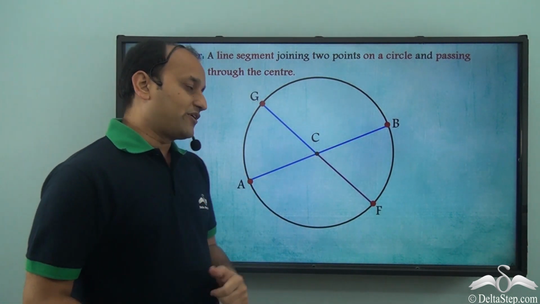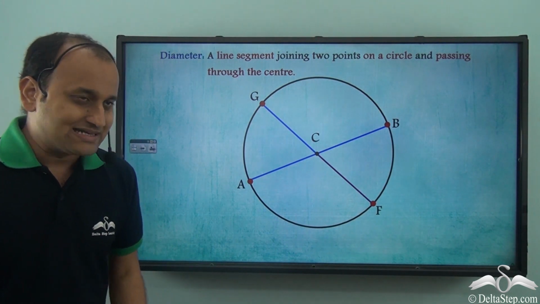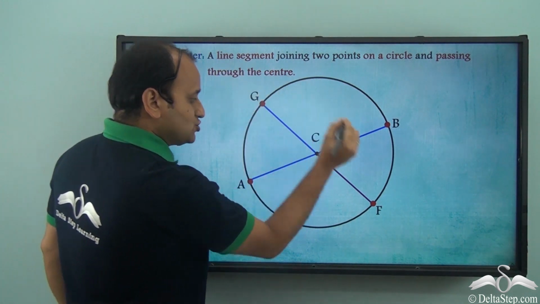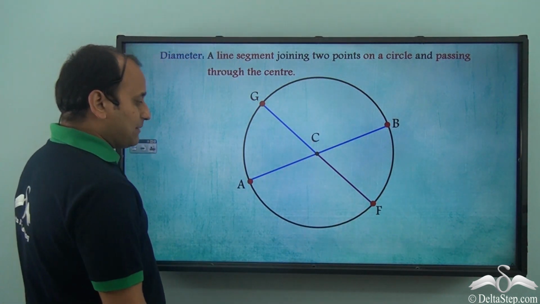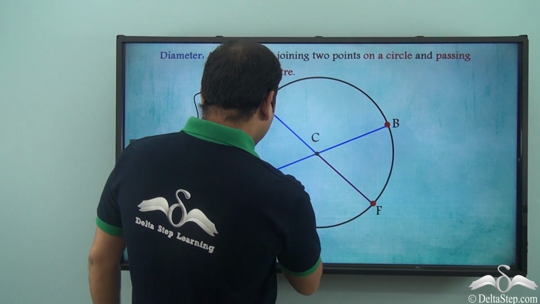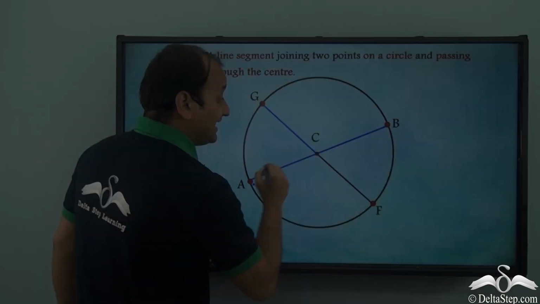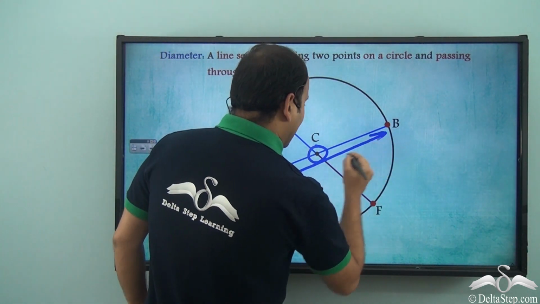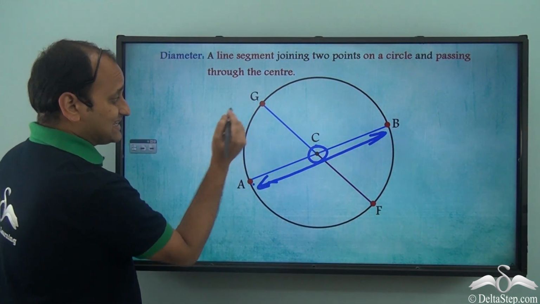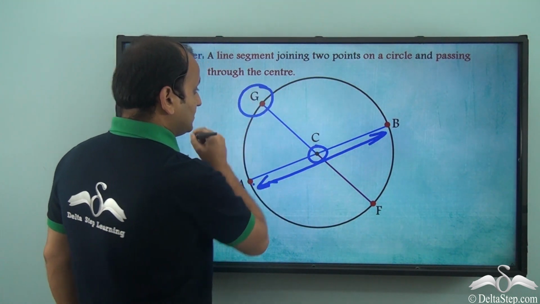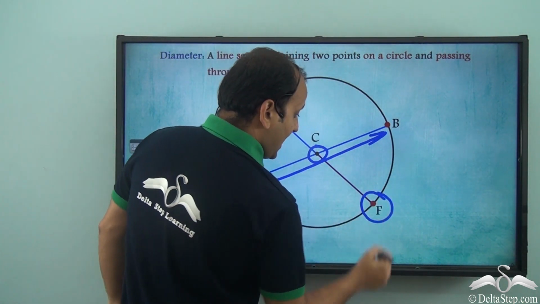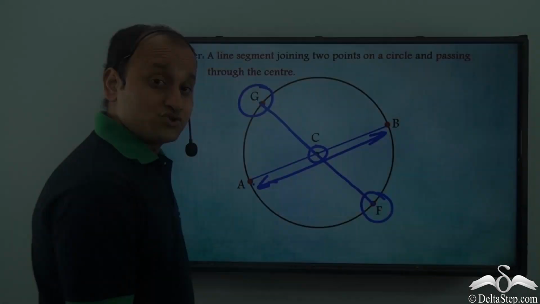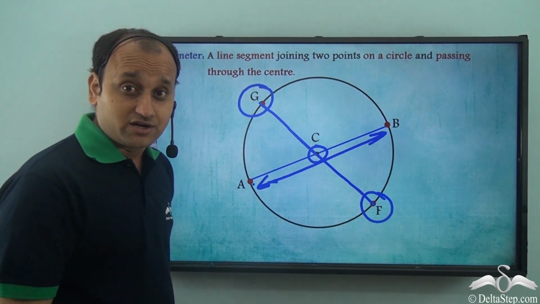Now another important point which you need to notice is that you can draw a diameter from any point to any opposite point. For example, in this case, you have seen that A and B were joined and this line segment passes through the center. So we called it the diameter of the circle. Now in this case, we have another point G here and opposite to it is F, and even this line segment passes through the center. So we have another diameter in the same circle.